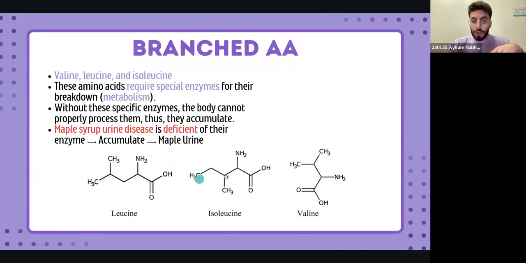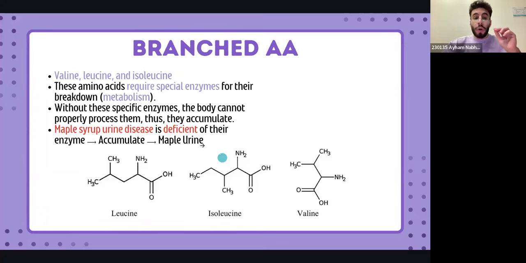In isoleucine, we have 1, 2, 3, 4, 5. In valine, 1, 2, 3, 4, 5 as well. So it's a highly branched amino acid, due to the branched chemical structure itself. There is an important characteristic of these amino acids: they need enzymes to be metabolized or broken down.